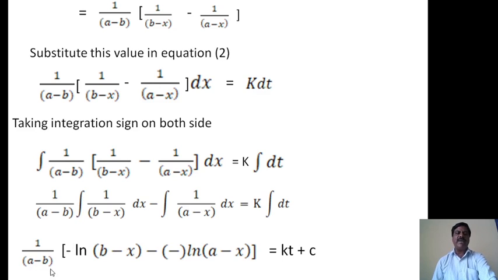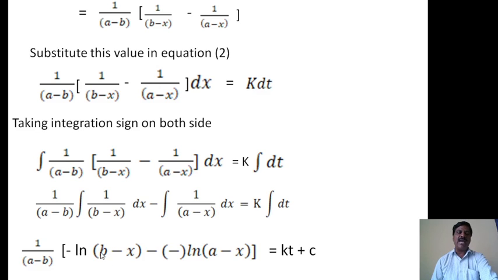Now 1 divided by (a minus b) into, taking the integration of 1 divided by x, that is ln of x. Ln of x means ln of (b minus x), and again we know that here a minus will be there. Integration of 1 by x means log x; instead of log x we can write ln x.